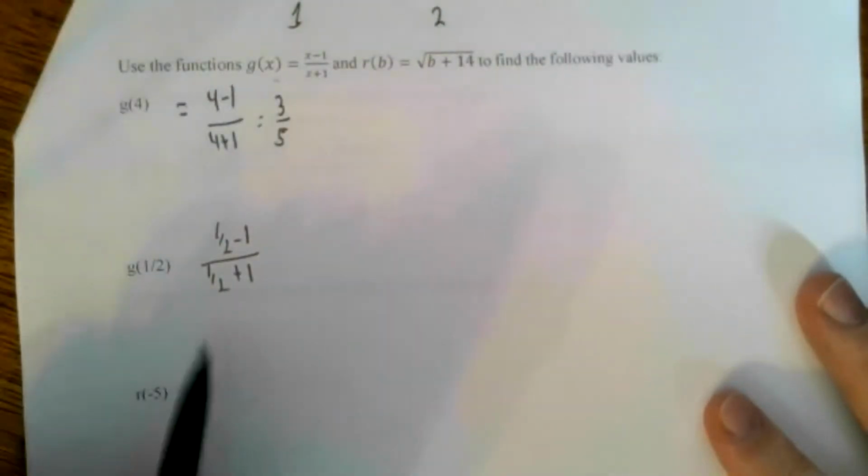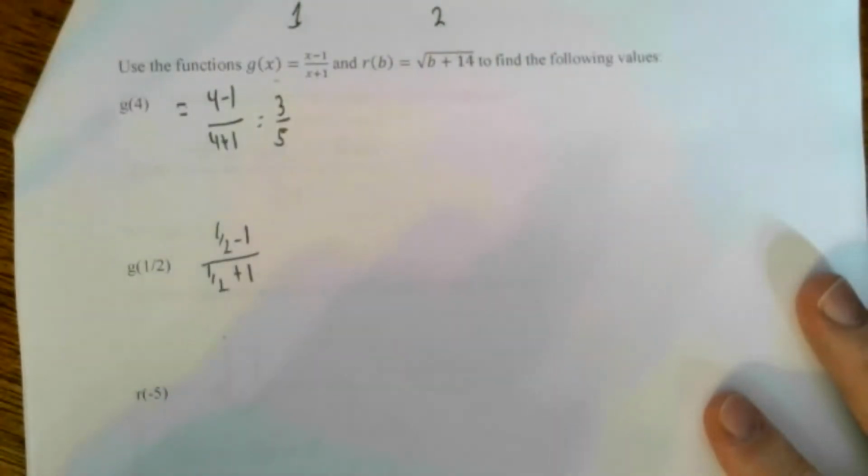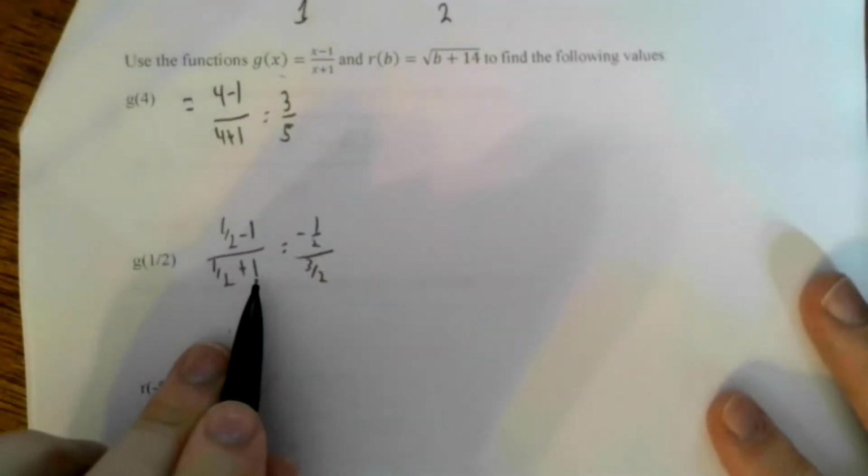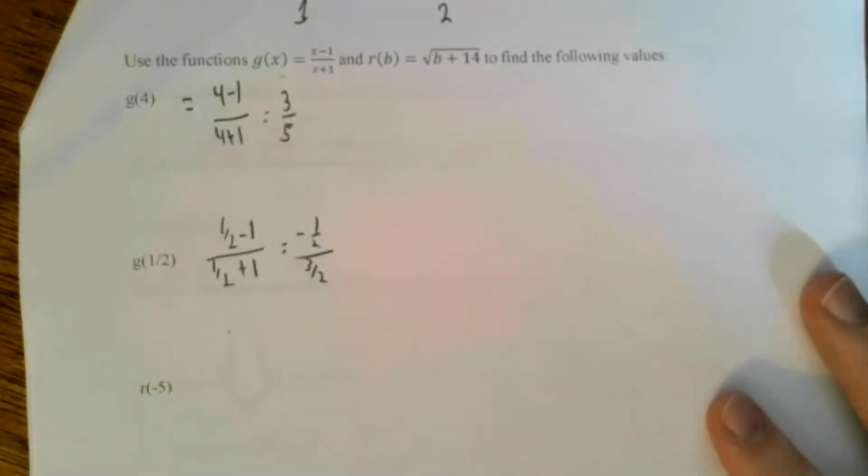Yep. So on the top, I have 1/2 minus 1, which is a negative 1/2. And on the bottom, 1/2 plus 1 is 3/2. Right? I just changed 1 to 2/2. 2/2 plus 1/2 is 3/2.